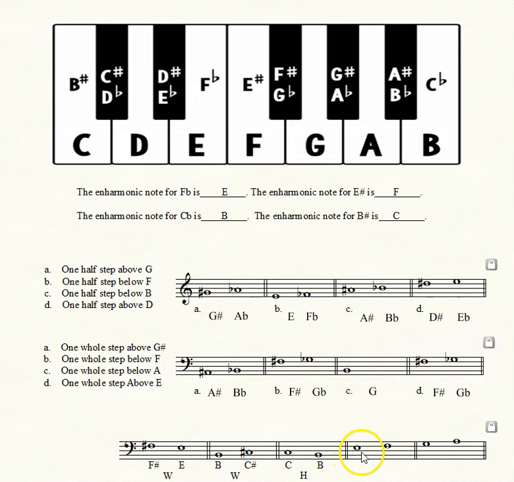Now we see our E and our F. Let's take a look at our chart. Our E and F are only a half step apart. So our E is one half step lower than F. And let's look at our last one here. We see a G and an A. If we look at our chart, our G is a whole step away from A. So our G is a whole step lower than A.